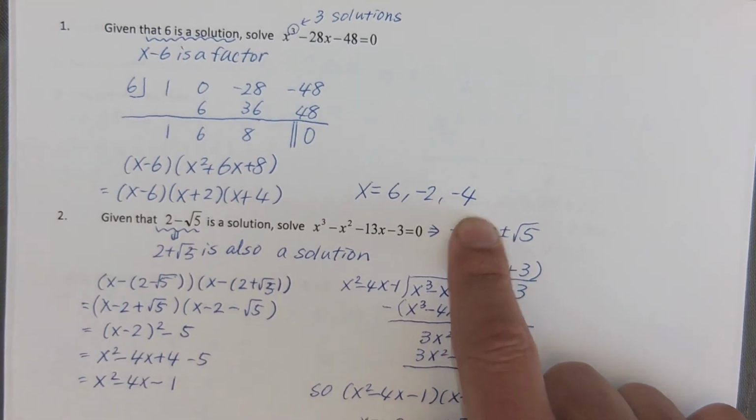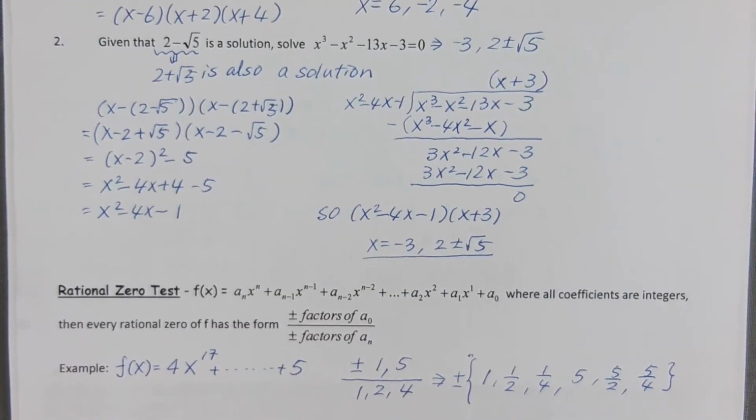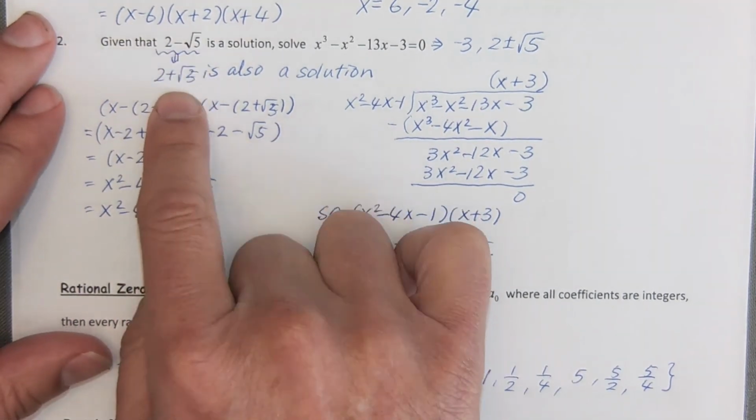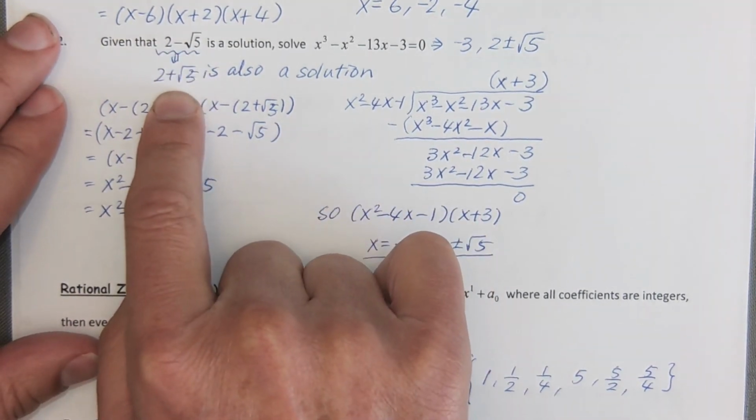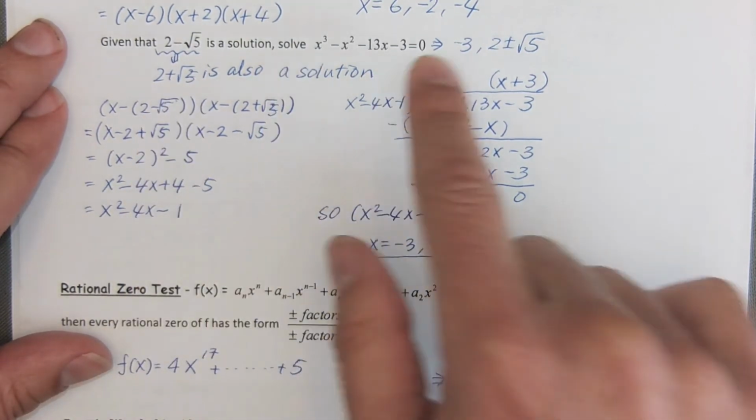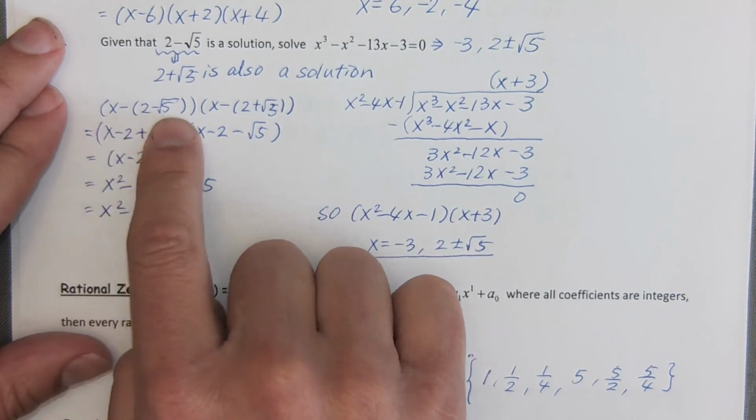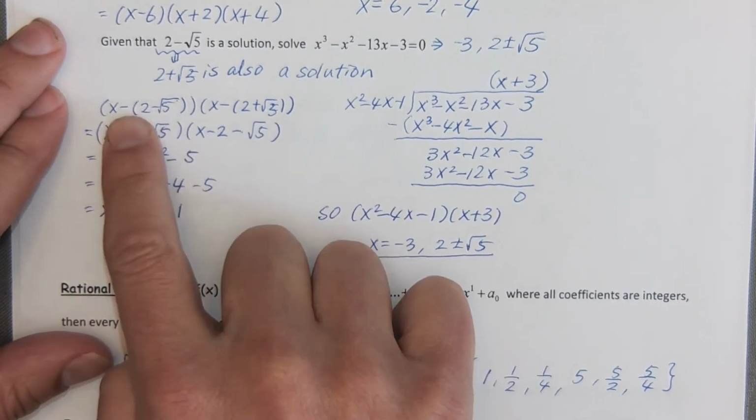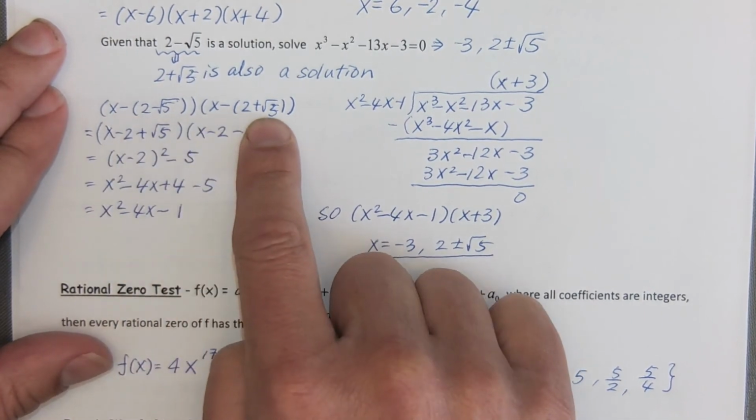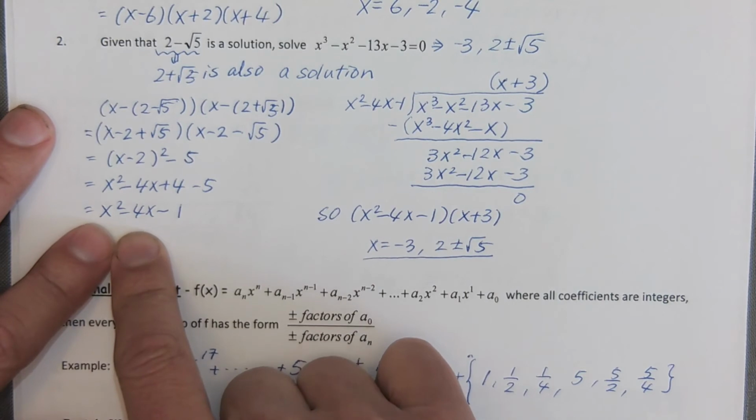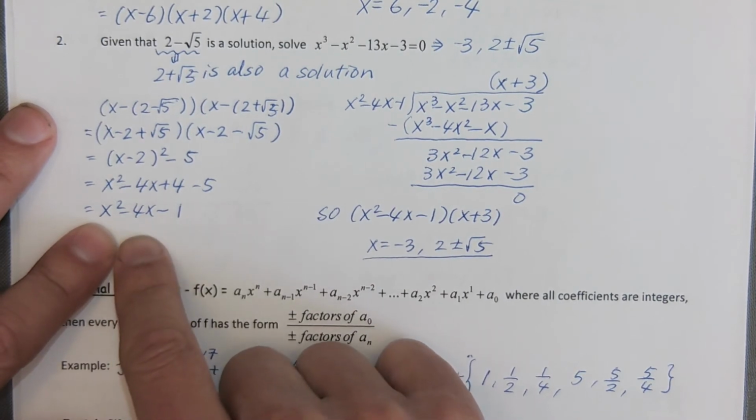Number 2. We're given that this is a solution, so right away we know that 2 plus root 5 is a solution. We're going to solve this. I know that this is a solution, so I put it at the x minus each of those, and I FOILed the whole thing out. That got me to here. Again, you can verify that.